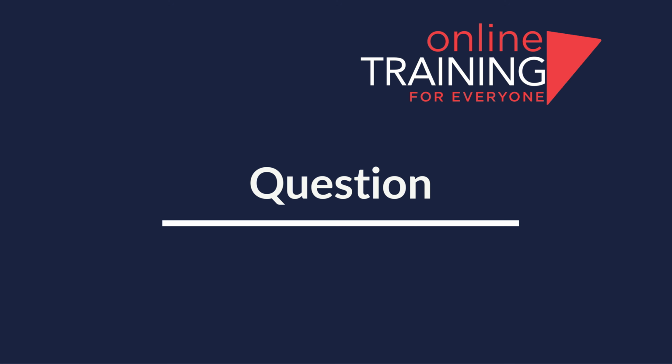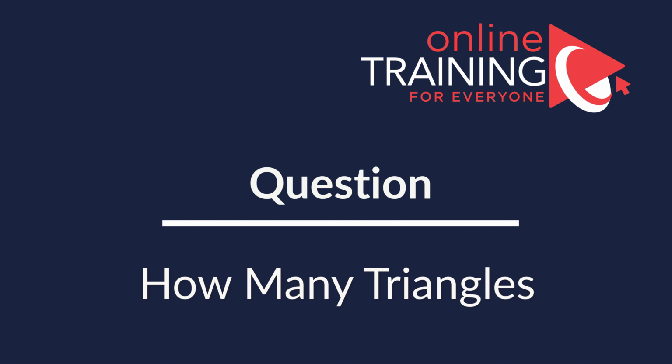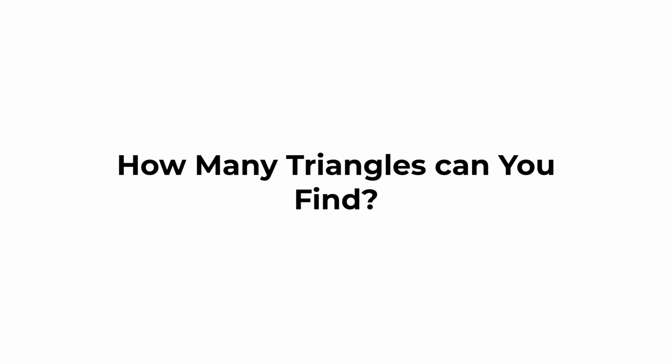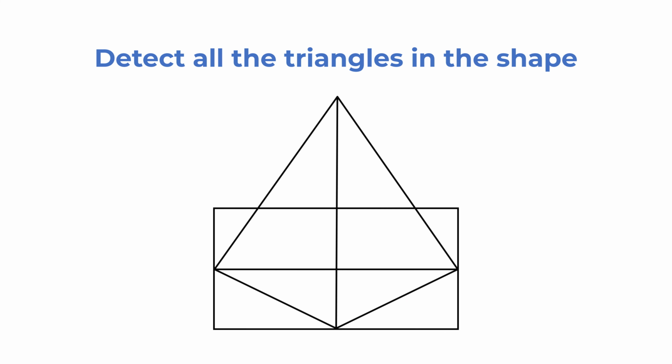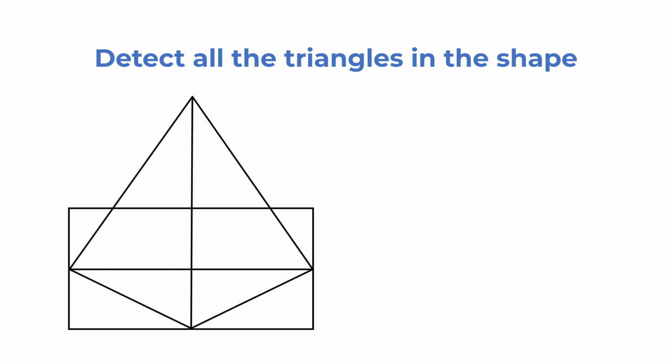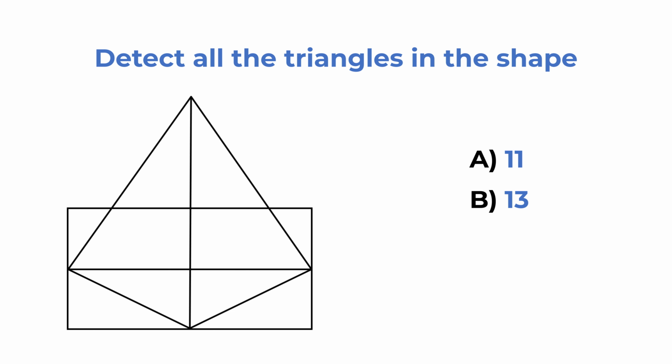This particular question was just recently introduced in the test, and I would need your help to determine if I answered it correctly. You're presented with the very unusual shape, and you need to detect all the triangles that are part of this shape. Your 4 possible choices. Choice A, 11. Choice B, 13. Choice C, 15. And choice D, 17. Do you see the answer?